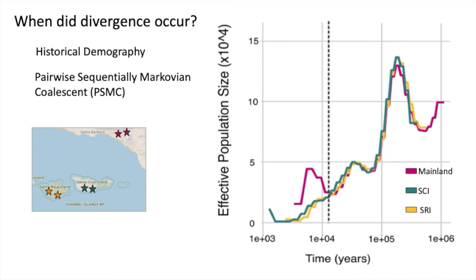And to begin answering the question of when divergence began, we looked at historical demography. We used pairwise sequentially Markovian coalescent, or PSMC, to measure the changes in effective population size over thousands of generations. We saw a demographic split between the 2 island populations and the mainland beginning around 20,000 years ago. However, because each island population may have experienced parallel demographic histories after the split from the mainland, we really lack the resolution to understand when each island began to split from one another.